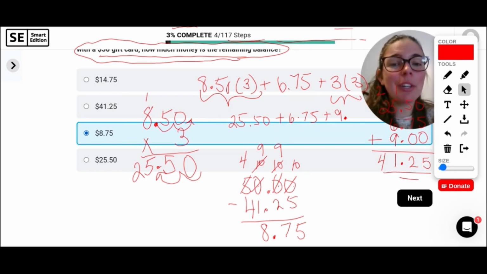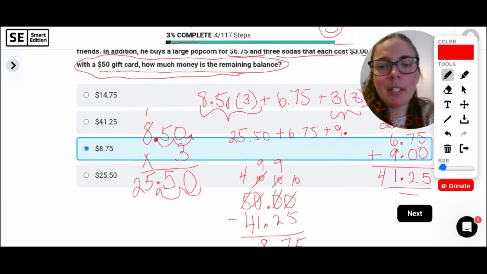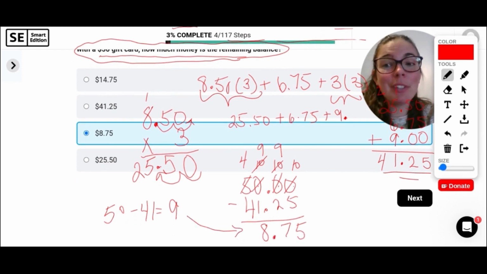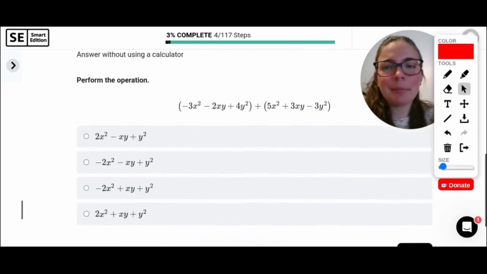And the other thing that we can do in these questions that can be really helpful is estimate. So if I had $50 minus 41 instead of 41.25, this would be a little bit easier to do without the algorithm. This would be 9. So I know my answer needs to be similar to 9, somewhere close to 9. 8.75 is the closest one on there. So you can also use estimation to help with a lot of these questions that you cannot use a calculator. All right, let's check out our next question.